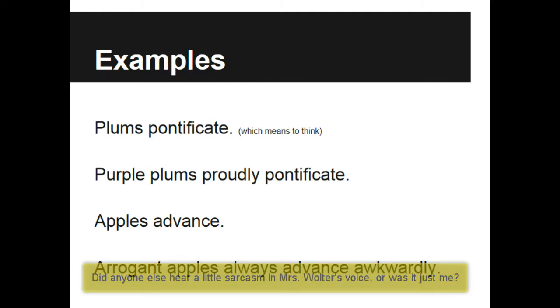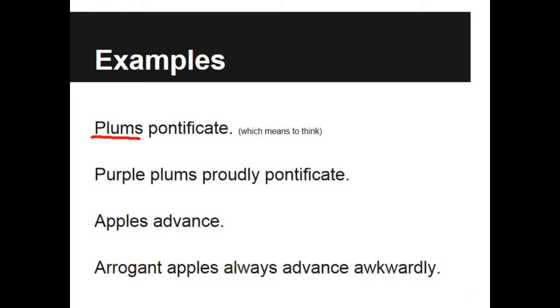Yeah, that's a big word. It means to think. Plums are my subject. Pontificate is my verb. All I know about plums is that they're purple. I don't think they pontificate. Au contraire, not only do plums pontificate, purple plums proudly pontificate.